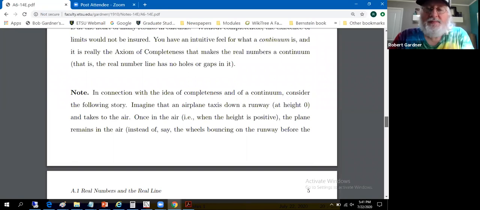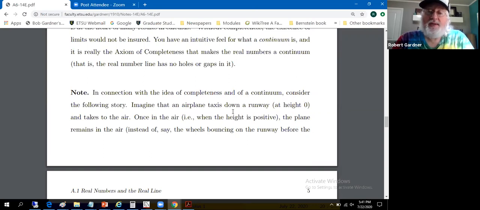Okay, well, I'm sure you're unimpressed with the field axioms and the order axioms. Let's talk about completeness without all this upper bounds and least upper bounds stuff, explicitly at least, in the following little story. So here's a tangible story for you that'll lead to a question, and its resolution is involved with the completeness of the real numbers. So in connection with the idea of completeness and of a continuum, consider the story.